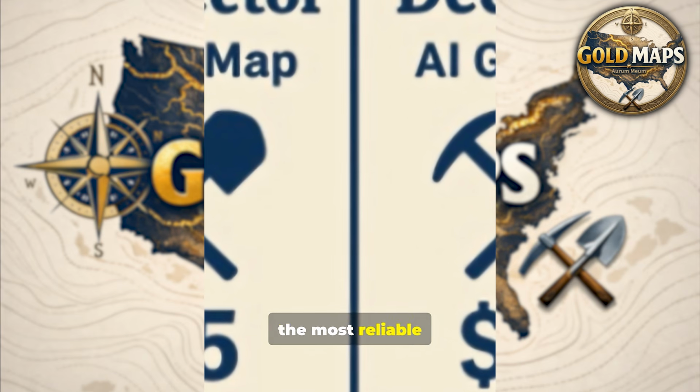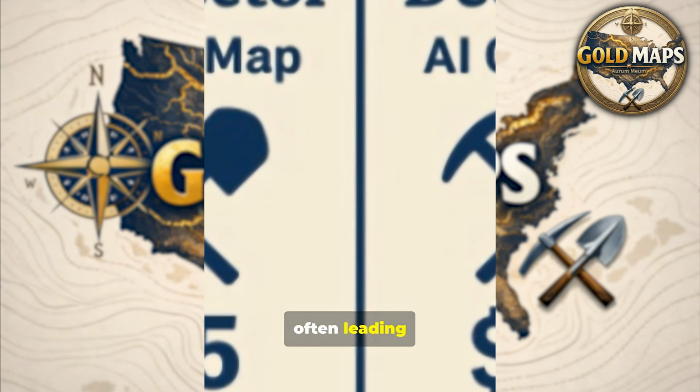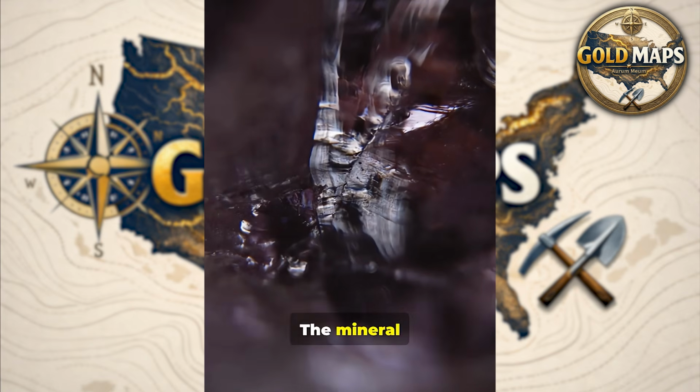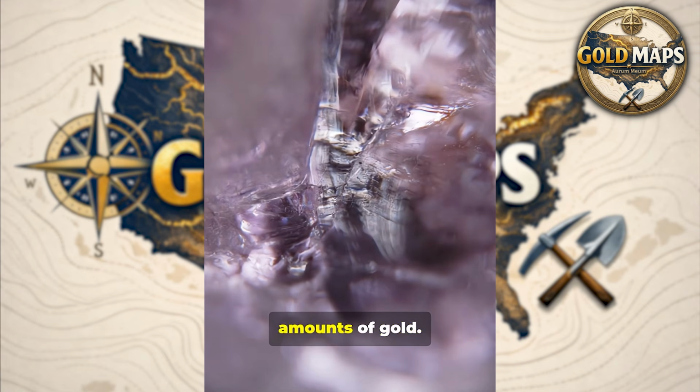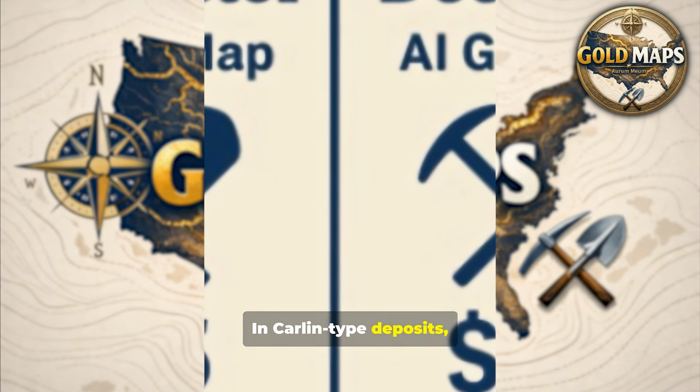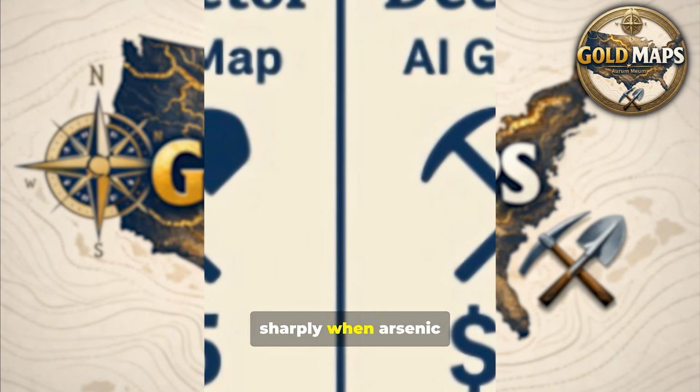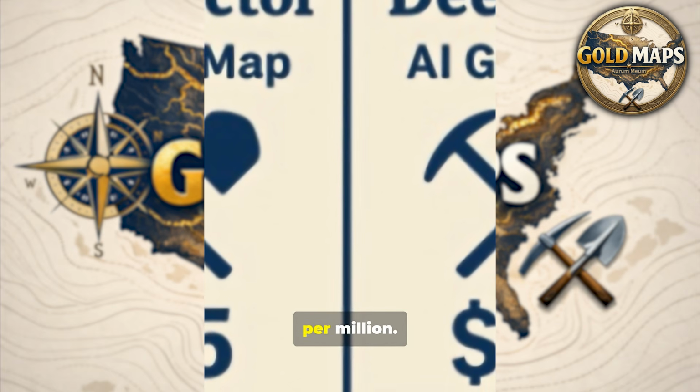Arsenic is one of the most reliable pathfinders for gold, often leading directly to hidden deposits. The mineral arsenopyrite forms when hot fluids interact with host rocks, locking in tiny amounts of gold. In Carlin-type deposits, gold values rise sharply when arsenic exceeds 1,000 parts per million.